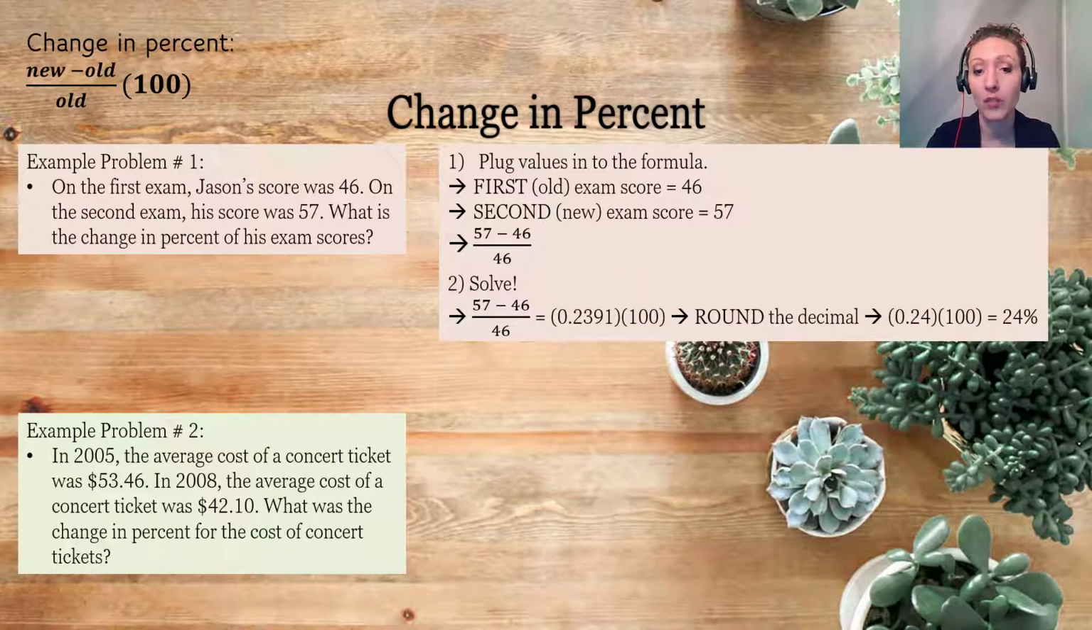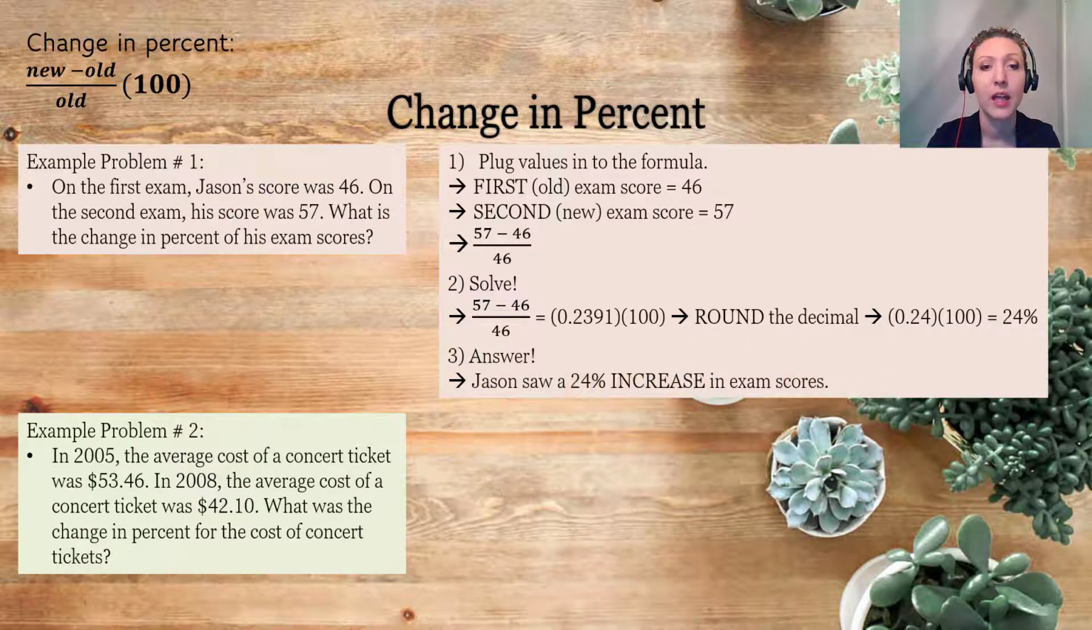So when we solve all of this out, then we get a value of 24%. And so the final answer for this question is going to read that Jason saw a 24% increase in exam scores. And it's important that you include the word increase or decrease in your final answer, because otherwise no one will be able to tell if you're actually getting an increase or a decrease. So if your answer is positive, it is an increase. If your answer is negative, it is a decrease.